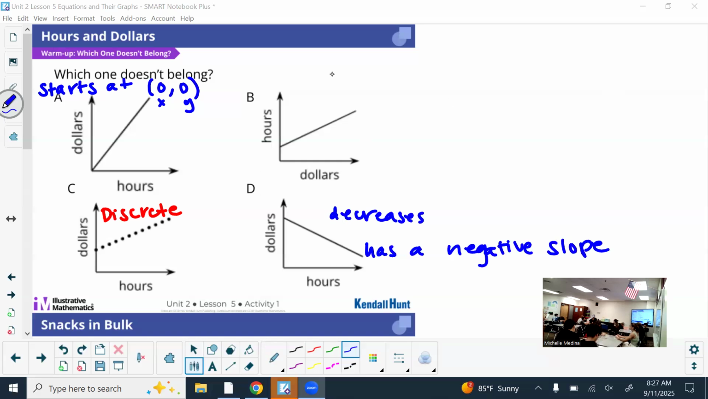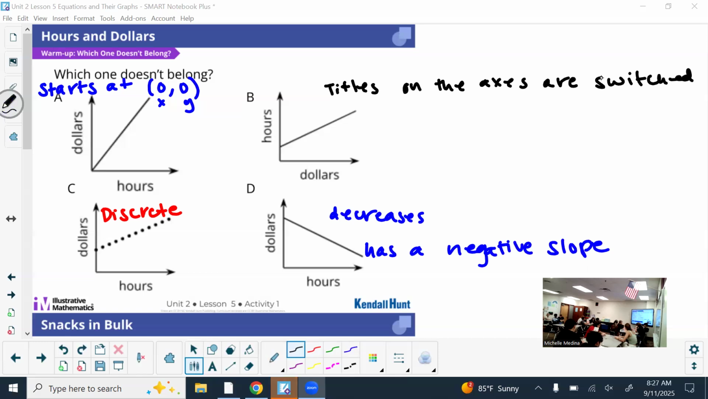Now, I know you guys didn't pick B, but take a look at B again. How is graph B different from the others? Austin? Okay, good. So the titles on the axes are switched. The rest of them have hours on the x-axis, which usually makes sense. Usually, if one of the things you're comparing is time, that will be on the x-axis. But for some reason, they have it on the y-axis.